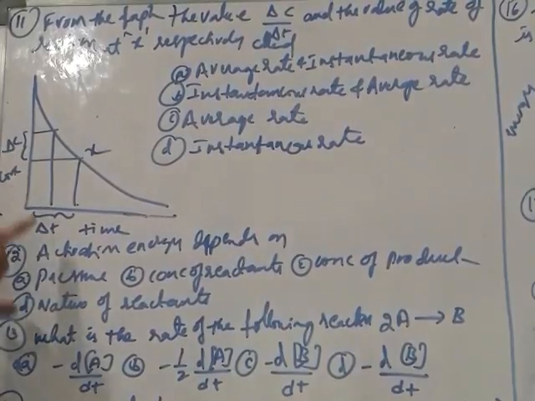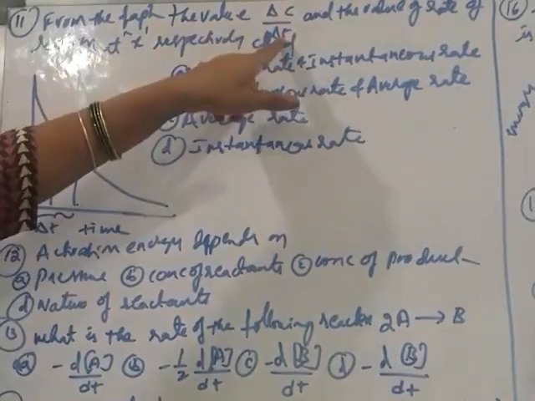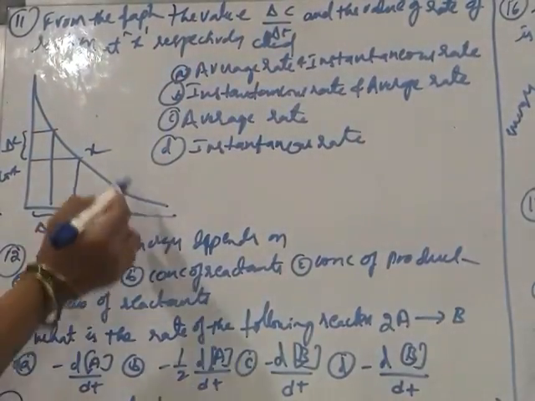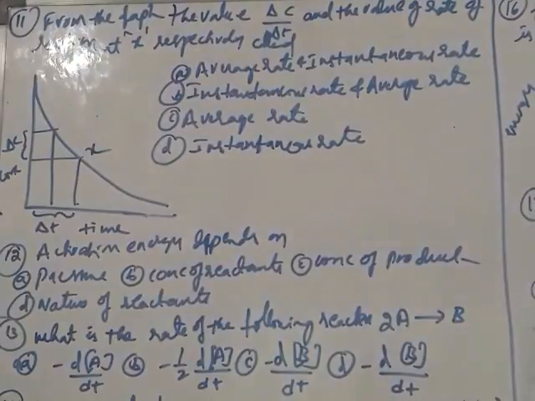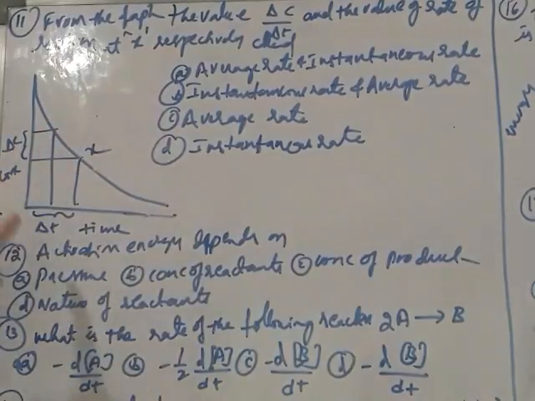And delta C and delta T indicates the rate of the reactants, which is called average rate of reaction. Average rate of reaction is equal to delta C by delta T. So delta C by delta T is average rate of reaction. And at a point X, at a particular instant, the rate of reaction calculated is called instantaneous rate of reaction. So X represents instantaneous rate of reaction, and delta C by delta T represents the average rate of reaction.